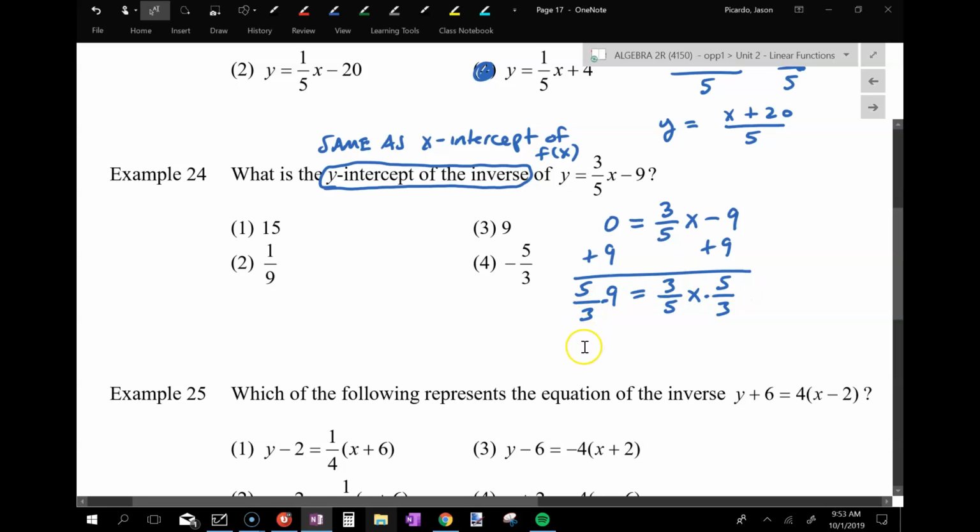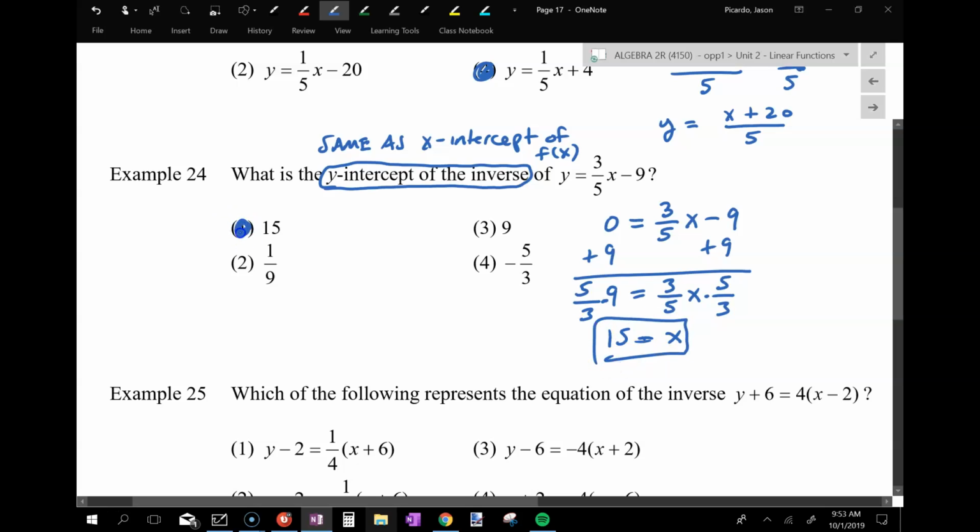So what happens over here? What's 3 times 5? 15. What's 5 times 3? 15. What's 15 divided by 15? 1. So that's where the x gets by itself, right? And then what's this say? This says 5 times 9 divided by 3. 5 times 9? 45 divided by 3? 15.